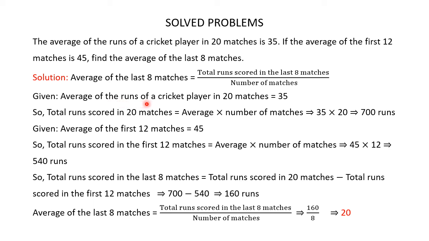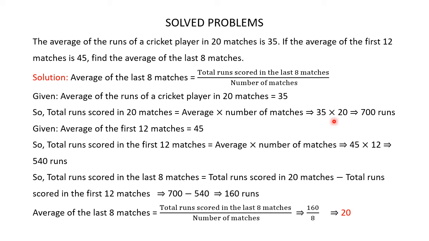It's given that the average of the runs of a cricket player in 20 matches is 35. So total runs scored in 20 matches is equal to average multiplied by number of matches, which is 35 multiplied by 20, which is 700 runs. So total runs scored in 20 matches is 700 runs. It's given that the average of the first 12 matches is 45. So total runs scored in the first 12 matches is average multiplied by number of matches, which is 45 multiplied by 12, which is 540 runs. So total runs scored in the first 12 matches is 540 runs.